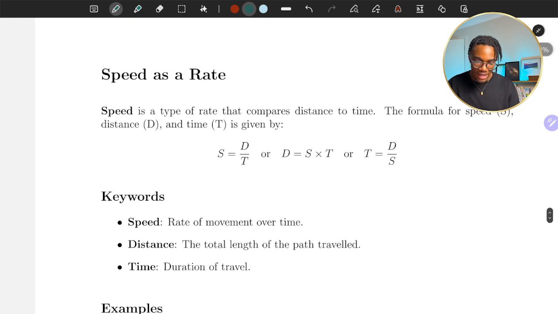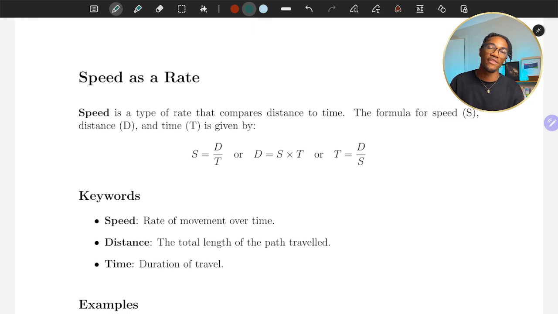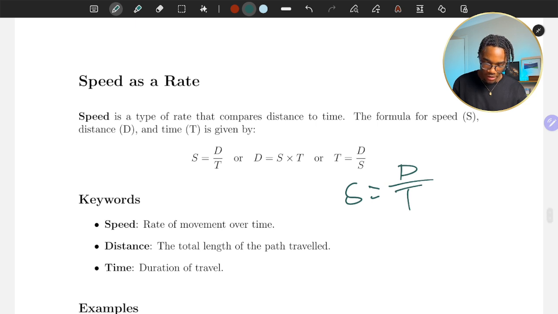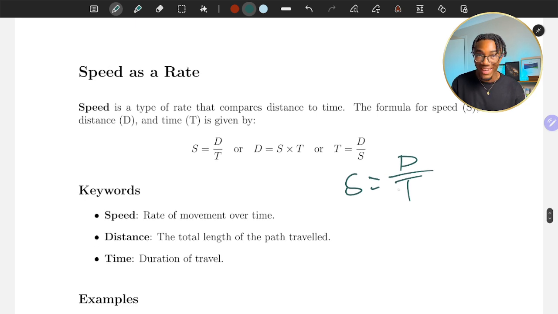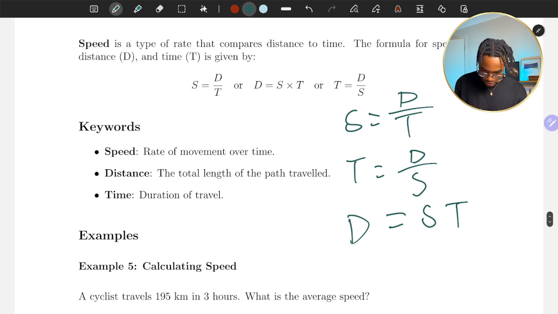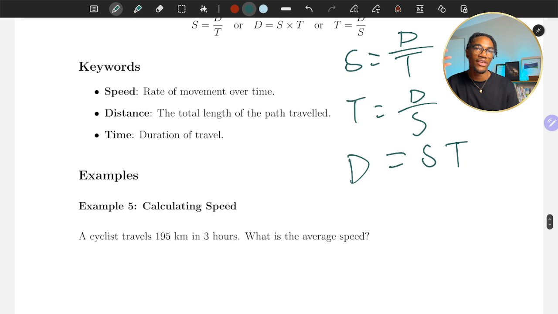Next one, speed as a rate. Now this is straight from your year 11 topics and science as well. Speed equals distance over time. So if we want to make t the subject of the formula, we just switch these around. So t equals distance over speed. And if we want to make d the subject of the formula, we just times everything by t, so d equals s times t. Speed is, for example, 60 kilometers an hour. Distance is the length, and time is the duration.